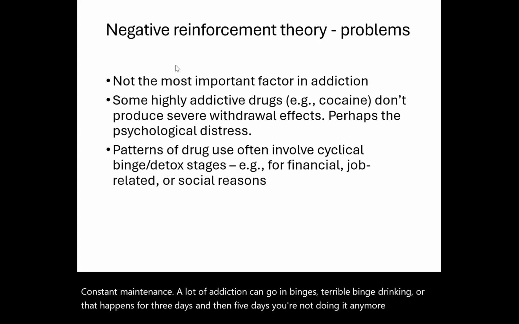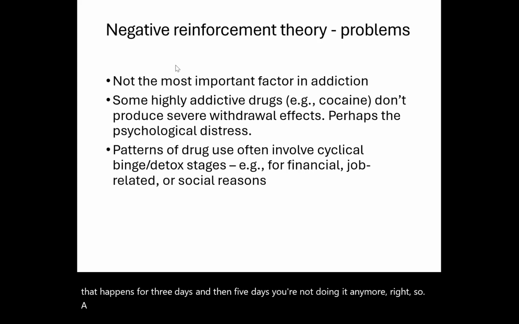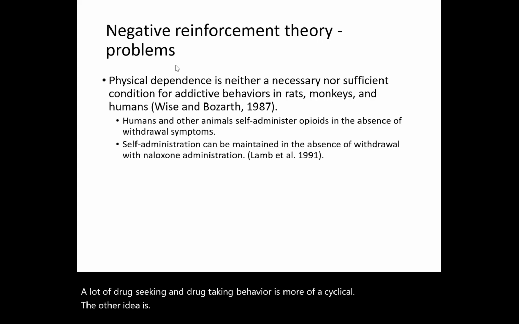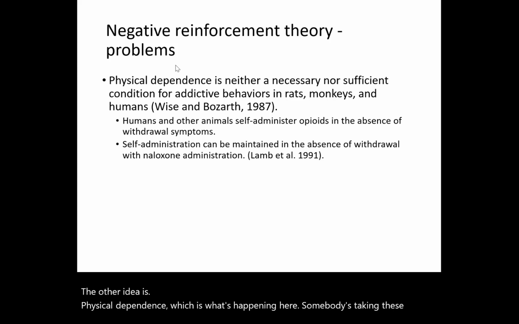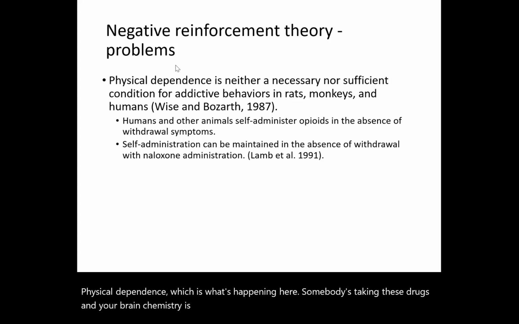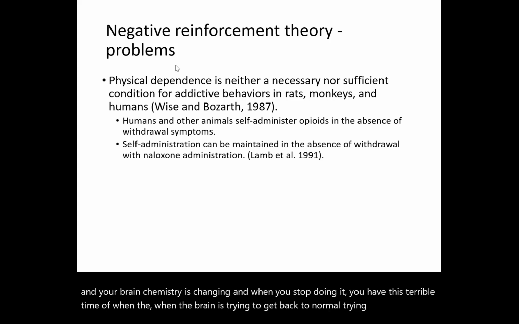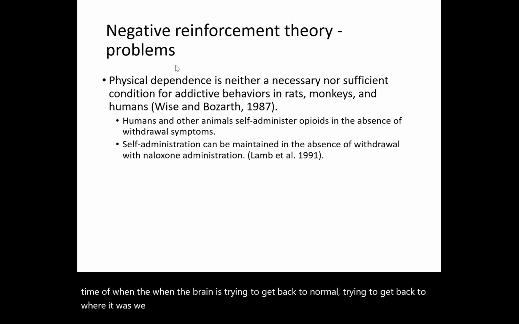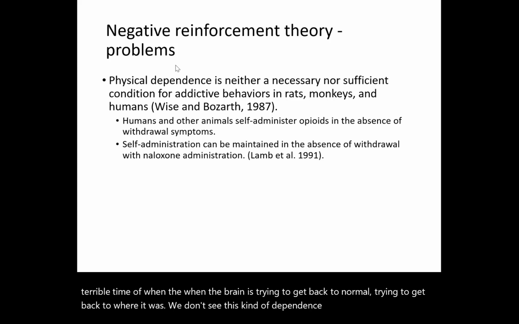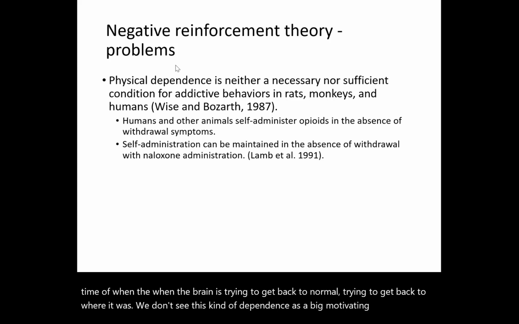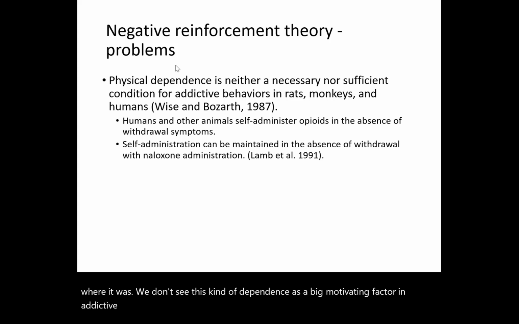So a lot of drug seeking and drug taking behavior is more cyclical. Physical dependence, which is what's happening here: somebody's taking these drugs and your brain chemistry is changing, and when you stop doing it, you have this terrible time of when the brain is trying to get back to normal, trying to get back to where it was. We don't see this kind of dependence as a big motivating factor in addictive behavior in animal models in the lab, like rats and monkeys, or in humans.